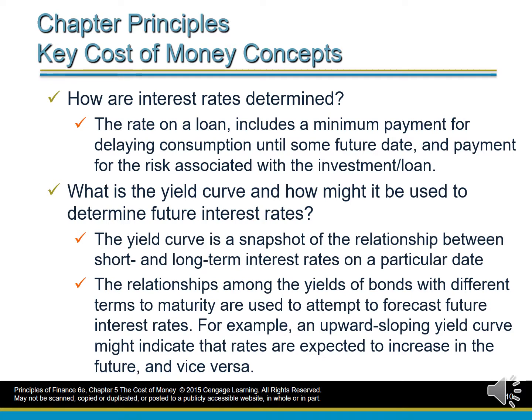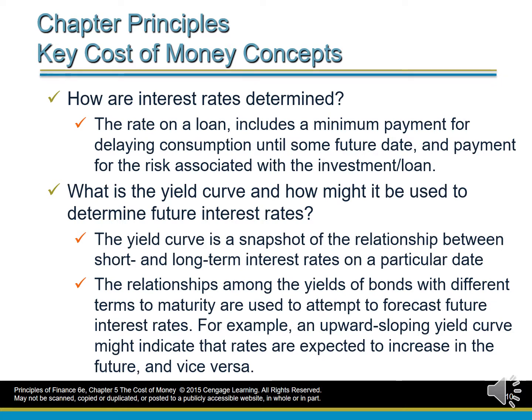How are interest rates determined? The rate on a loan includes a minimum payment for delaying consumption until some future date and payment for the risk associated with the investment or loans.